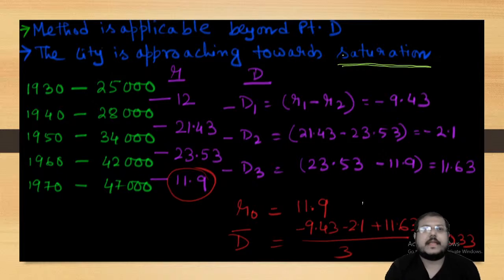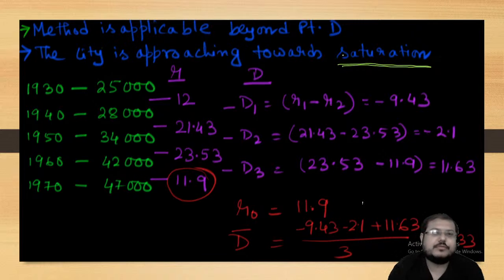Now, the first thing is, here the same problem we are solving. 1930, 25,000; 1940, 28,000; 1950, 34,000; 1960, 42,000; and 1970, 47,000.